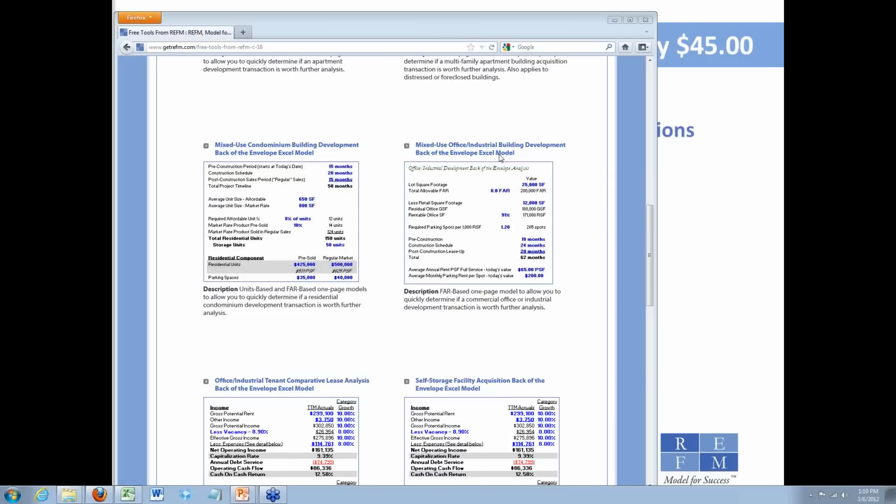But when you get serious about a transaction, you're going to want to start to get conceptual bids from multiple general contractors for the actual asset, and those will be hopefully a more accurate reflection.